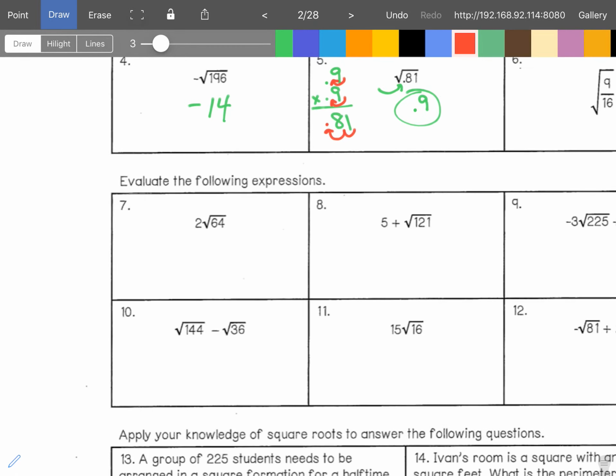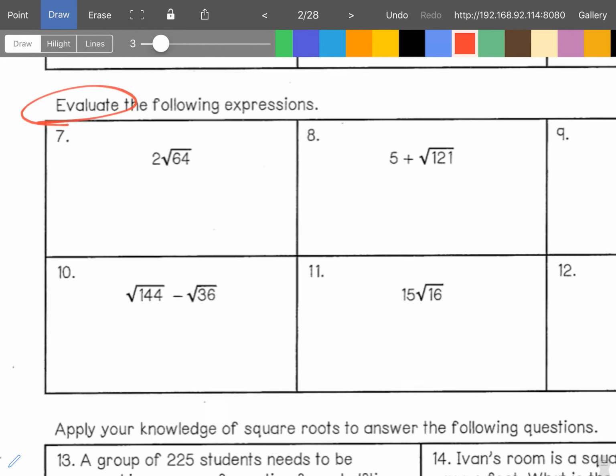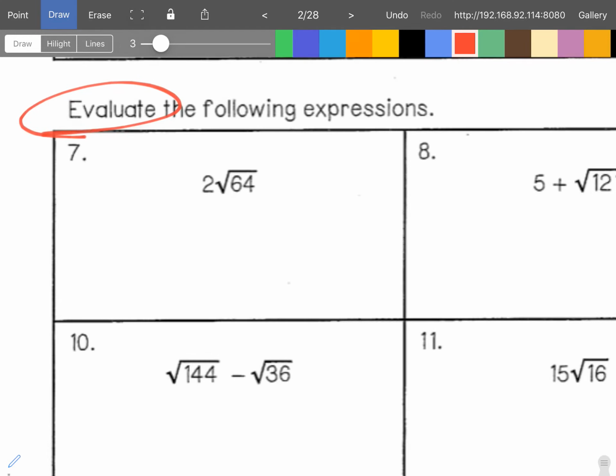All right, let's come down here. Again, we're going to evaluate the following expressions. So this number 7 has a 2, and then it has the square root of 64 right next to it. But that's actually multiplication happening there. So we have 2 times, and then what is the square root of 64? What times itself is 64? If you said 8, that is correct. And then 2 times 8 would be 16. So that's how you do those.